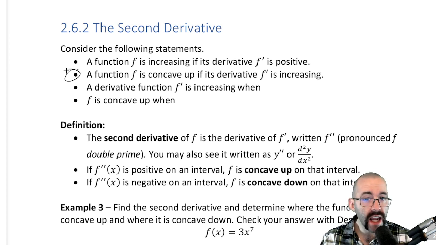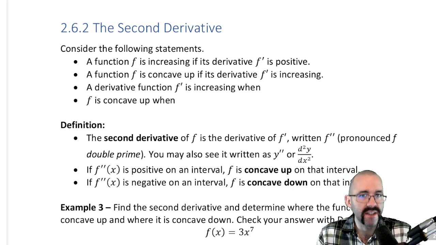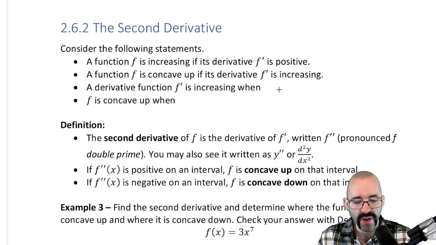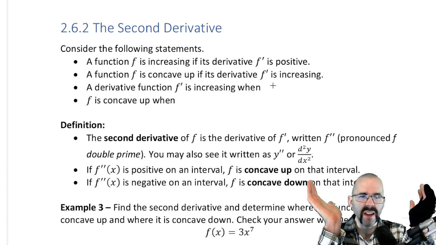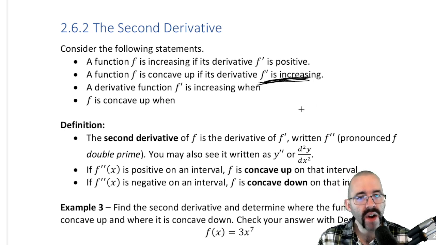A function's concave up if its derivative is increasing. Okay, sure, that makes sense. That's the definition of concavity from the last video. Concave up, if the derivative is increasing, we usually think about that as opening up. Well, let's connect those two things then. What does it look like for f prime to be increasing?